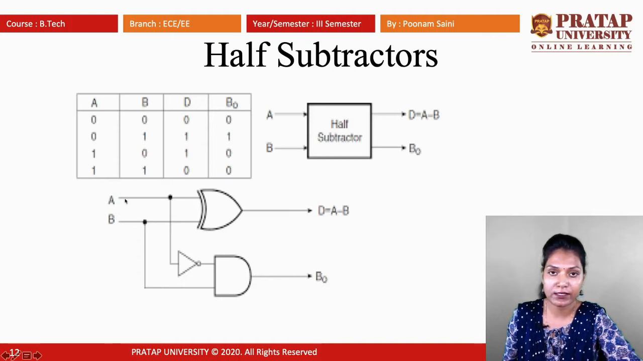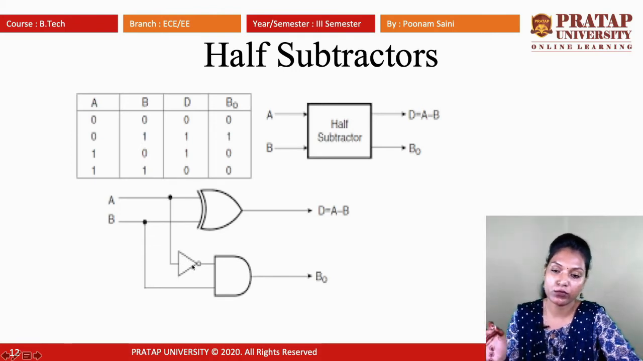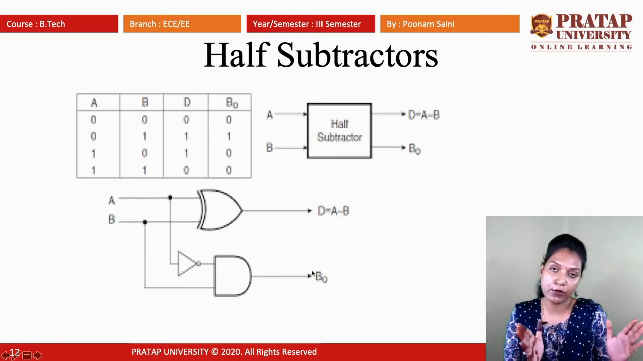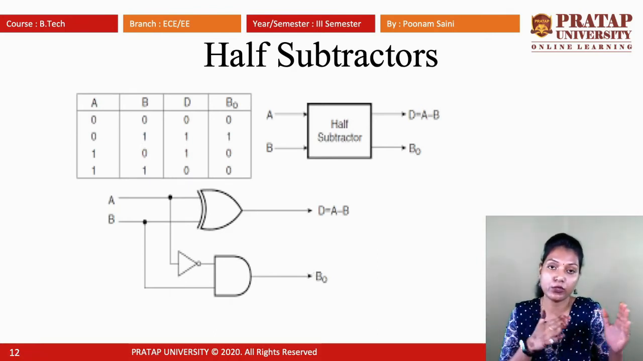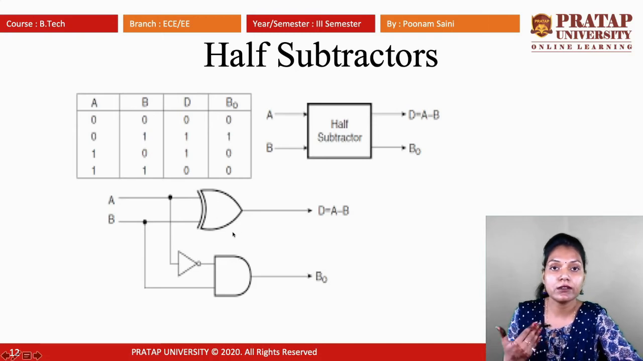So if A is 0, okay. If we take A is 1, it will automatically go through a NOT gate and then go through the AND gate. In the difference we will take an XOR gate, so it will become XOR for the difference. Similarly, with the help of the half adder we can conclude the half subtractor, because with the help of the truth table we can make the circuit diagram.